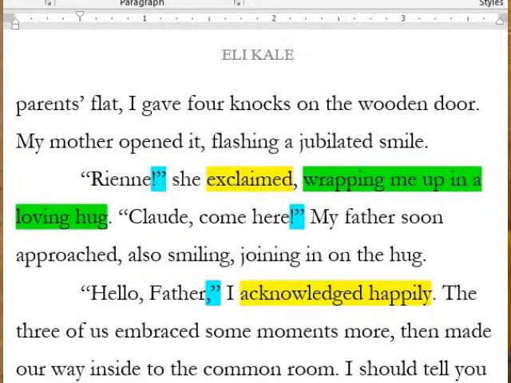Another rule with dialogue is that whenever you have a new person, a new character talk, that begins a new paragraph. So you wouldn't have the hello father, which is spoken by Rien, tagged onto the end of the sentence before. It says also smiling, joining in on the hug. You wouldn't have it right there, a space after, because it's a new person speaking, a new paragraph. So there's a little crash course on how to structure your dialogue and how to do it correctly and properly.